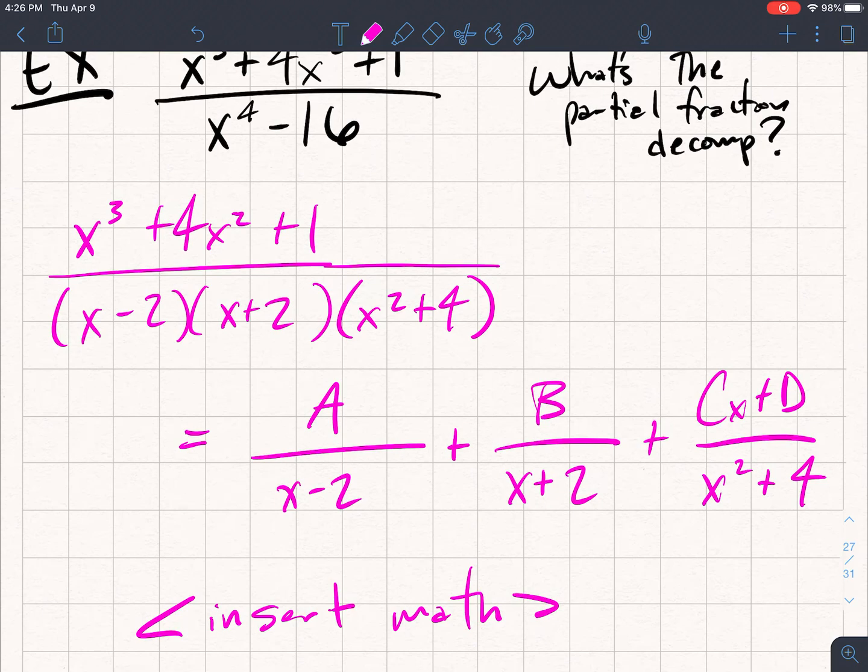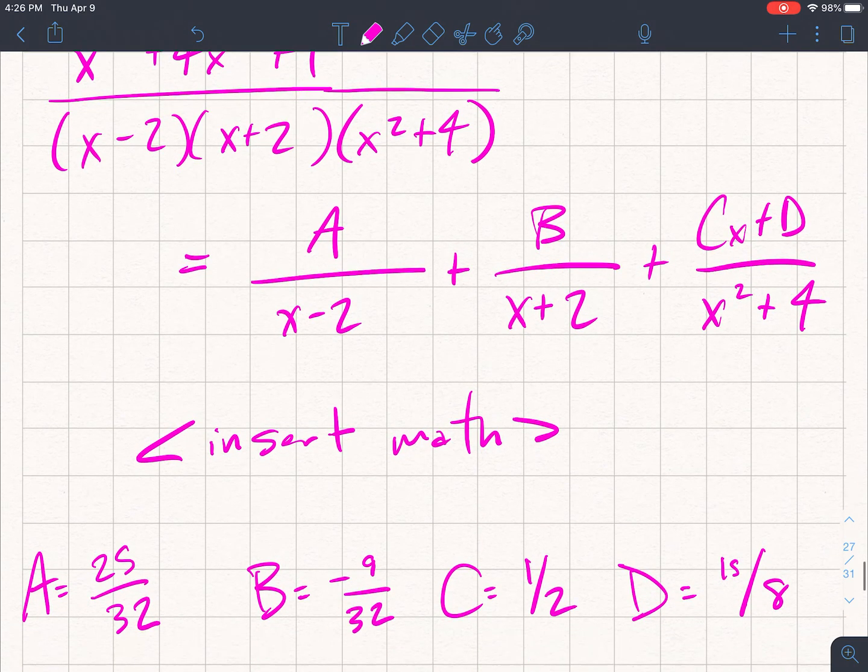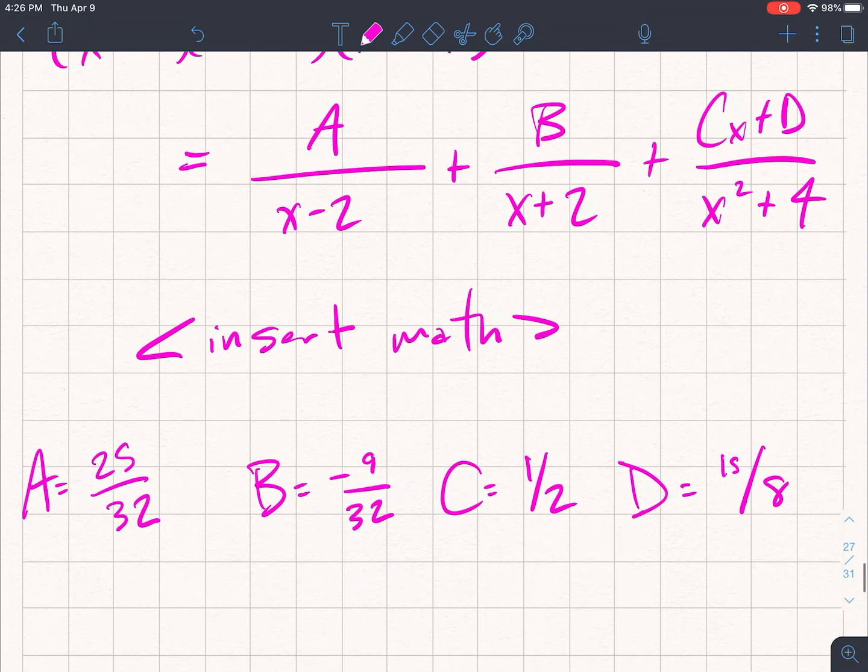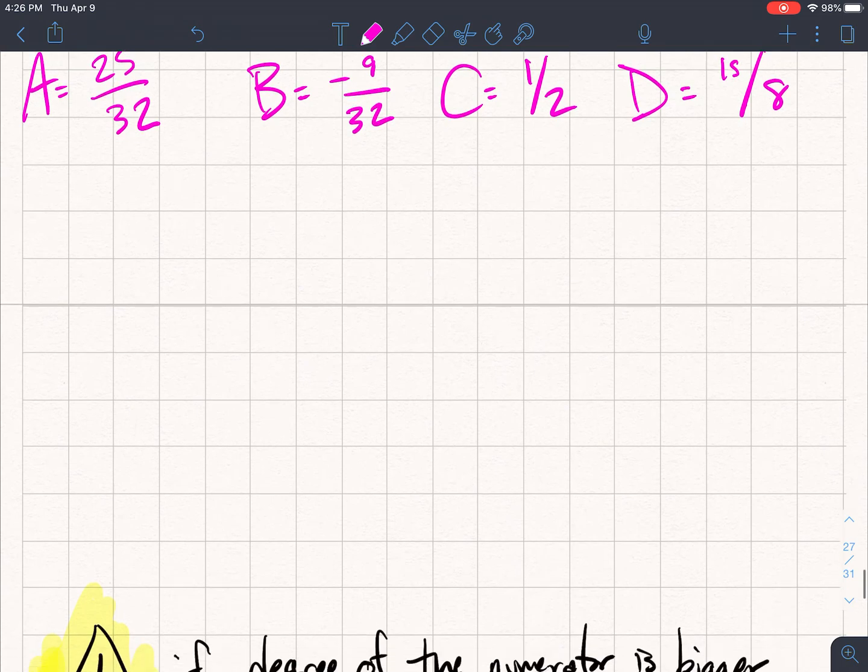Then you do a bunch of math. The method is exactly the same. You're going to multiply through by the denominator, equate coefficients, or choose convenient values of x, and solve for A, B, C, and D. That's the answer. Those are the values I got for A, B, C, and D. And I think, nope, we got one more.